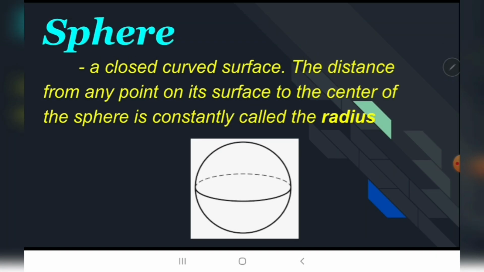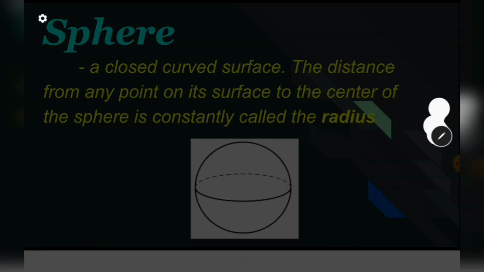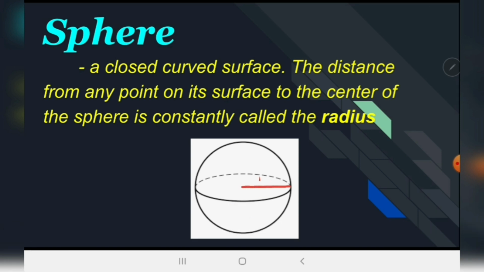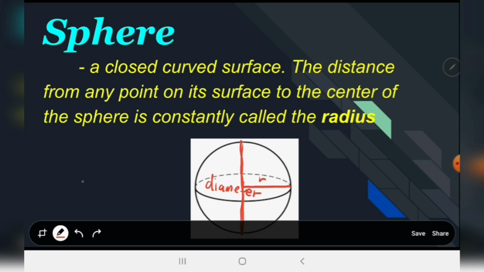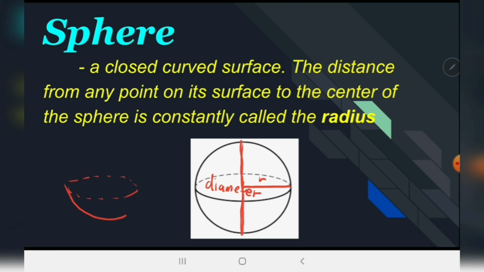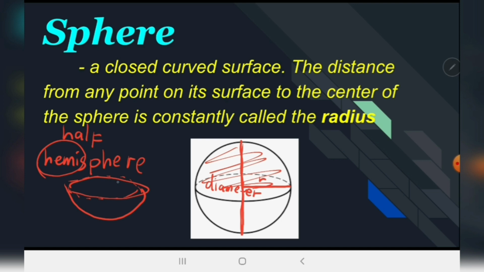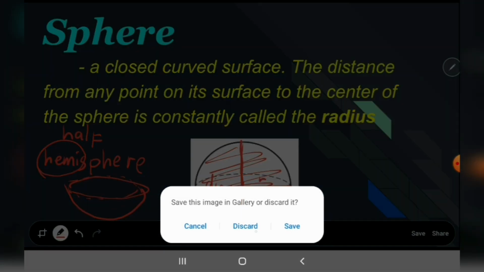Next. Okay, sphere. A sphere is a closed curved surface. The distance from any point on its surface to the center of the sphere is constant and is called the radius. We know already that this is the radius, and half of it is what you call the diameter. But if we are going to cut this, then this is what you call a hemisphere. Hemisphere, from the word hemi, means half of the sphere. Okay, next.